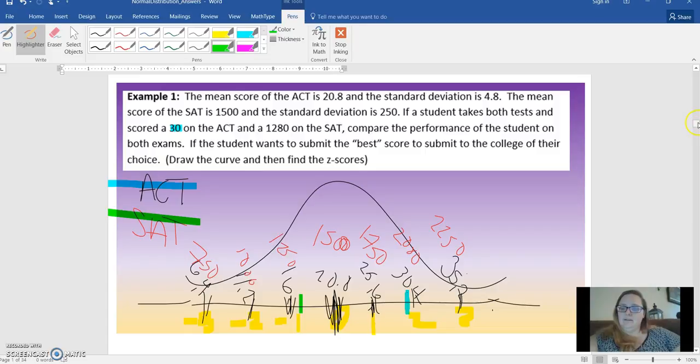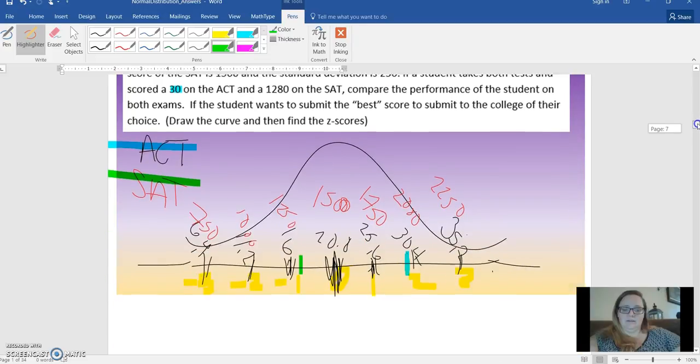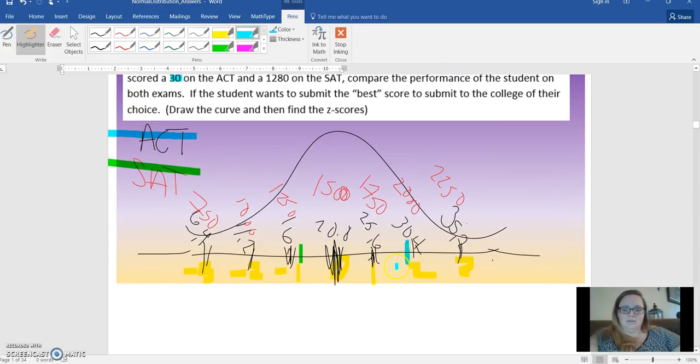And we calculated 1.9 and negative 0.88. All right, and so you can see how they compare. If the student wanted to submit their best score, they should submit the one that's almost 2 standard deviations above the mean. This means they're basically in the top 5% of people who score on the test.